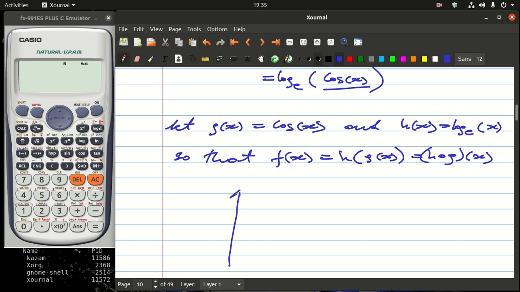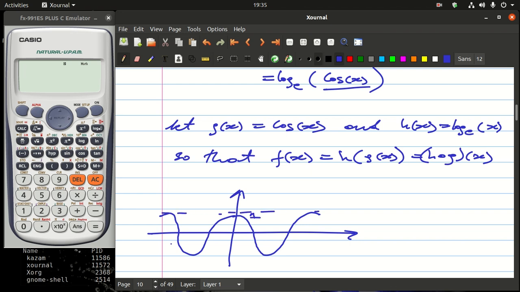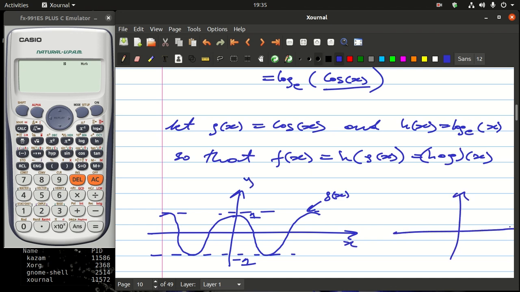So here, if I wanted to plot g of x at 0, we know that cosine goes something like this, right? And then it goes something like this. It's not that perfect, but one thing I know is that this point here is supposed to be 1, and that point there is supposed to be -1. So this one is going to be my g of x, y equals cos x. This side here, I am going to have log e or ln of x. At this point here, I have a 1, and this goes this way.